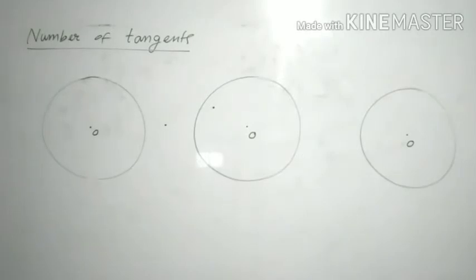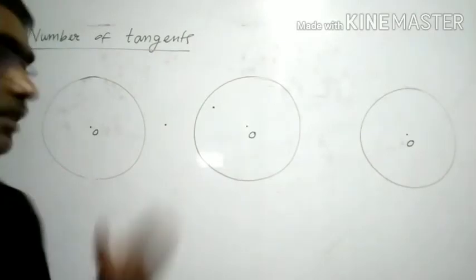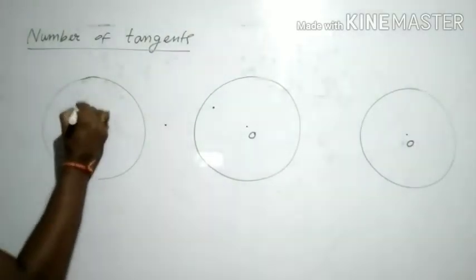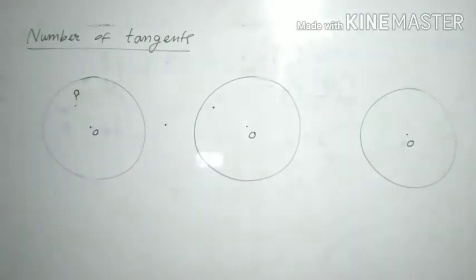The number of tangents that can be drawn depends on whether a point is inside the circle, outside the circle, or on the circle. So let's take first: let P be a point inside the circle. Through this point P, how many tangents can be drawn to the circle?